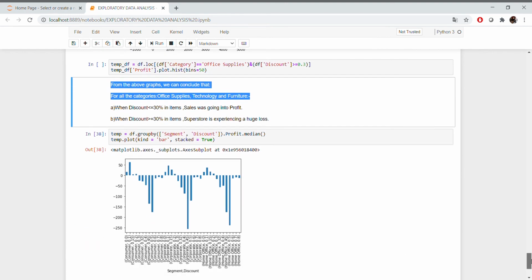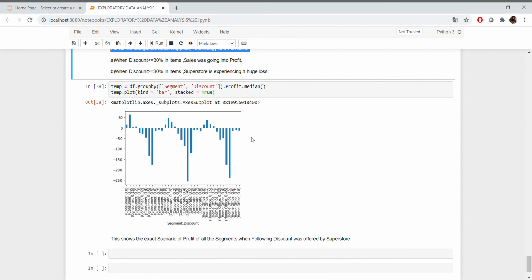Then this is the combined scenario of profit of all segments when the following discounts were offered. Like you can see when the discount was 0% or 6% on consumer, or for corporate when the discount was 0% and when the discount was 8%. We can see when it is going on profit and when it's going on loss.